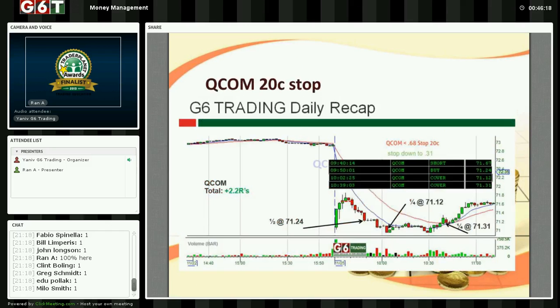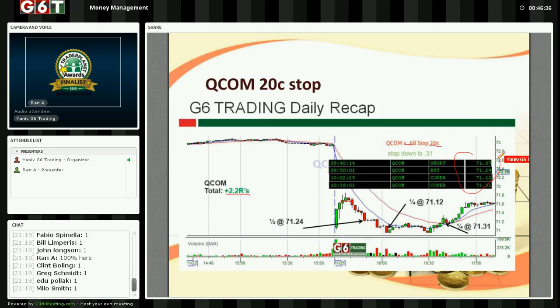So here are two trades from yesterday. That's a trade that we called in the room. That's Qualcomm, and that's a picture you will see in our blog from yesterday. We made 2.2 R on this trade. The Qualcomm was called under 68, and look at the stop. The stop was 20 cents.